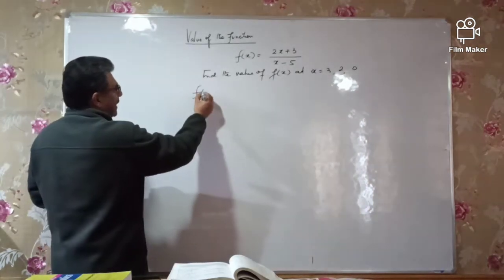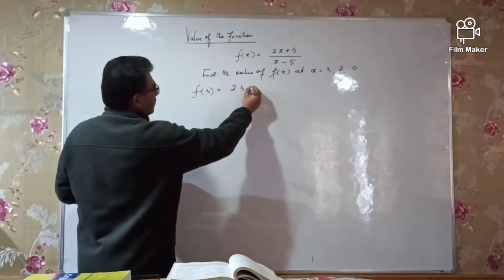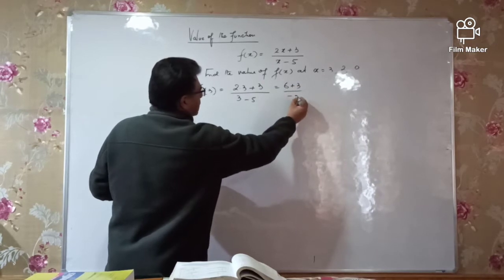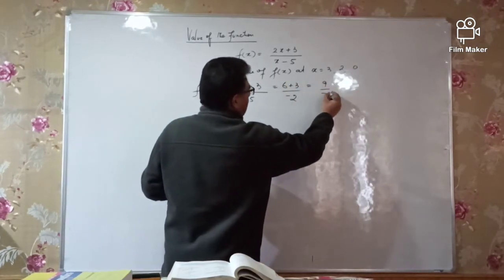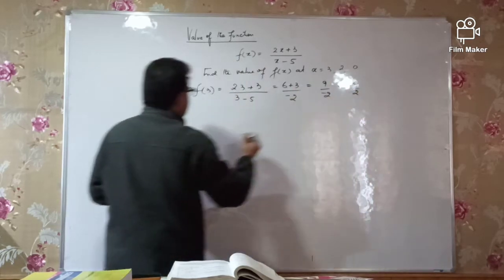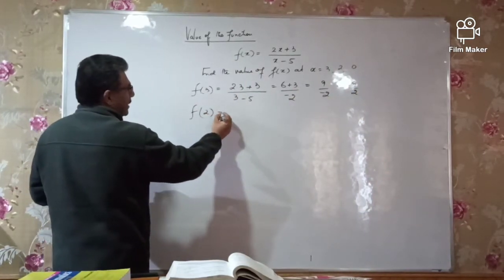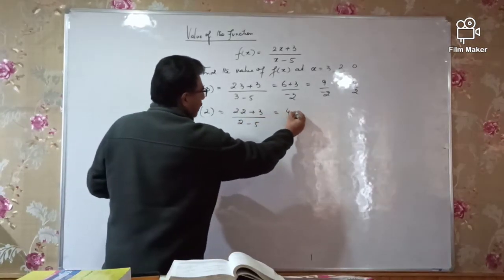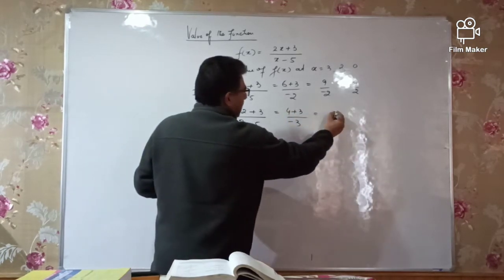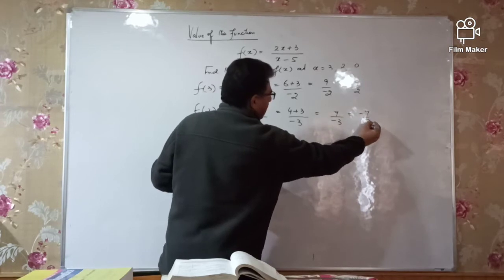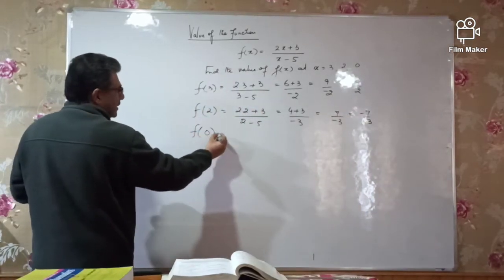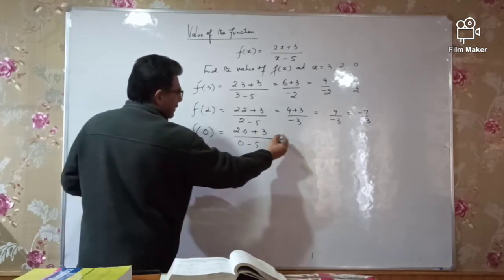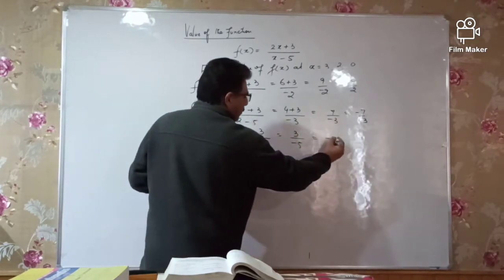So what is f(3)? f(3) is equal to (2 into 3 plus 3) upon (3 minus 5), that is (6 plus 3) upon minus 2. This is 9 by minus 2, that is equal to minus 9 by 2. Now f(2) is equal to (2 into 2 plus 3) upon (2 minus 5), that is (4 plus 3) upon minus 3, that is 7 by minus 3, that is minus 7 by 3. Now f(0) is equal to (2 into 0 plus 3) upon (0 minus 5), that is 3 upon minus 5, which is equal to minus 3 by 5.